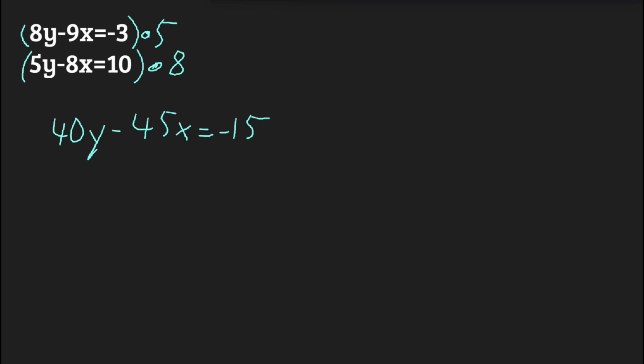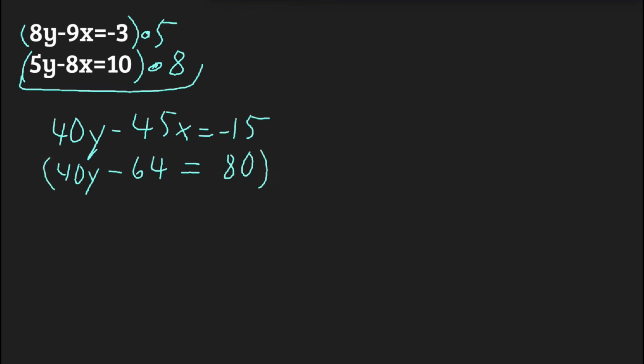So then from this, I'll just do the second equation here. So 5y times 8 is 40y, and then negative 8x times 8 is minus 64x, and then 10 times 8, that's going to be equal to 80.